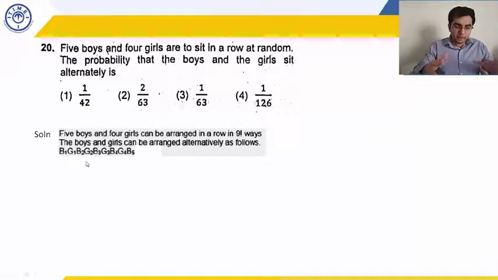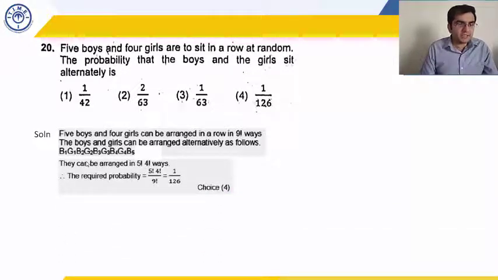The boys in their respective positions of 1, 3, 5, 7, 9 can be arranged among themselves. So that is 5 factorial, and you will still maintain this alternate order of boys and girls. The girls can also be arranged among themselves, 4 girls in 4 factorial ways. So that becomes the favorable number of outcomes. So 5 factorial into 4 factorial divided by 9 factorial is your answer. You simplify it, you get 1 by 126. That is choice number 4.